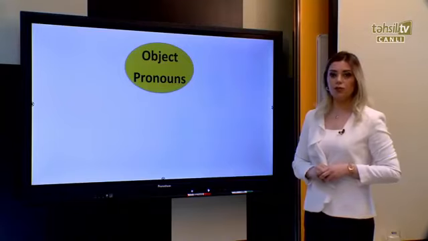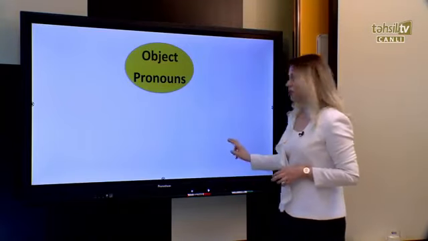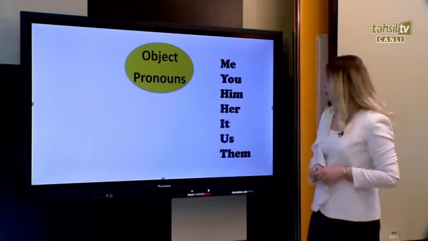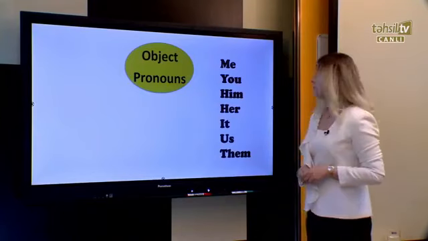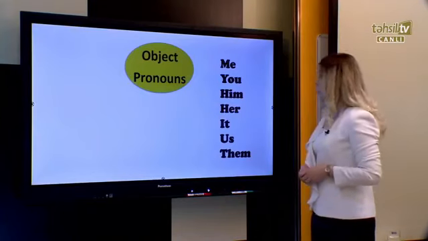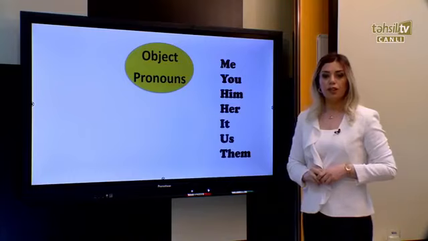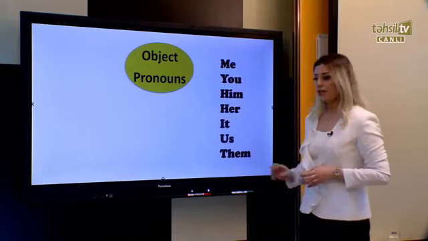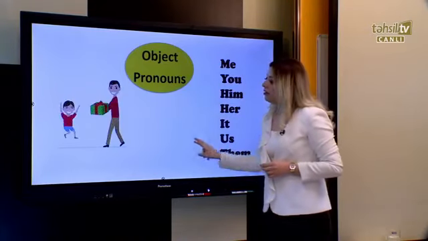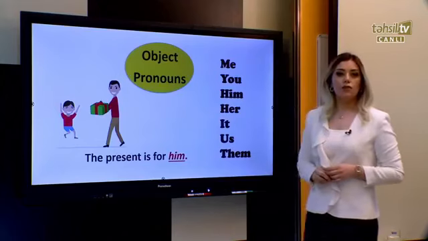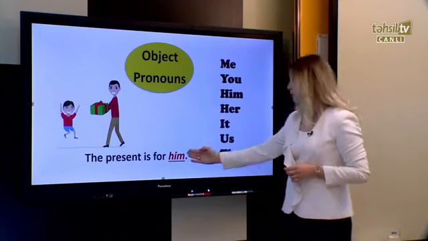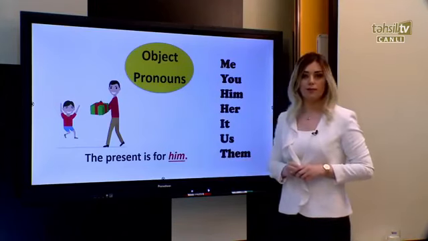Next one is object pronouns. Let's see all the object pronouns. Me, you, him, her, it, us, and them. And now one example to understand this better. The present is for him. Him is an object pronoun here.